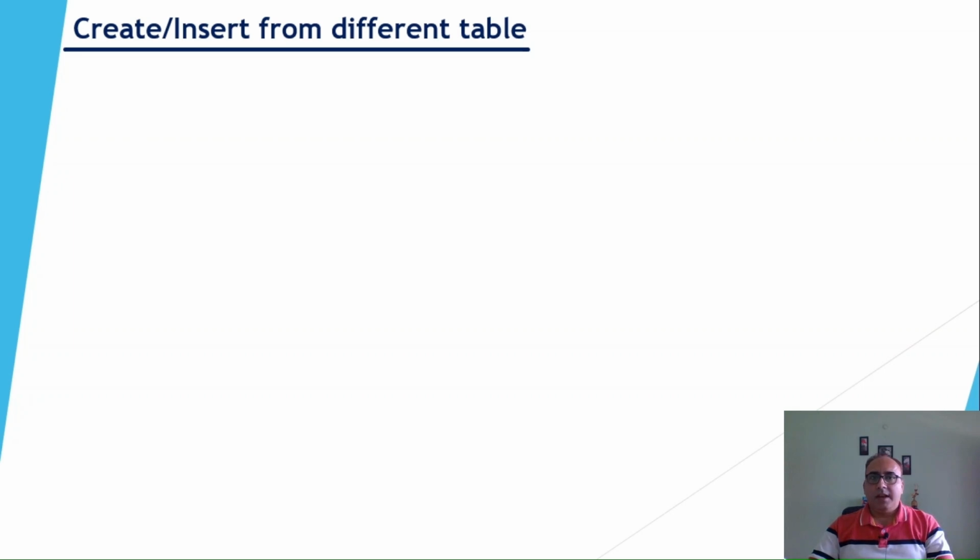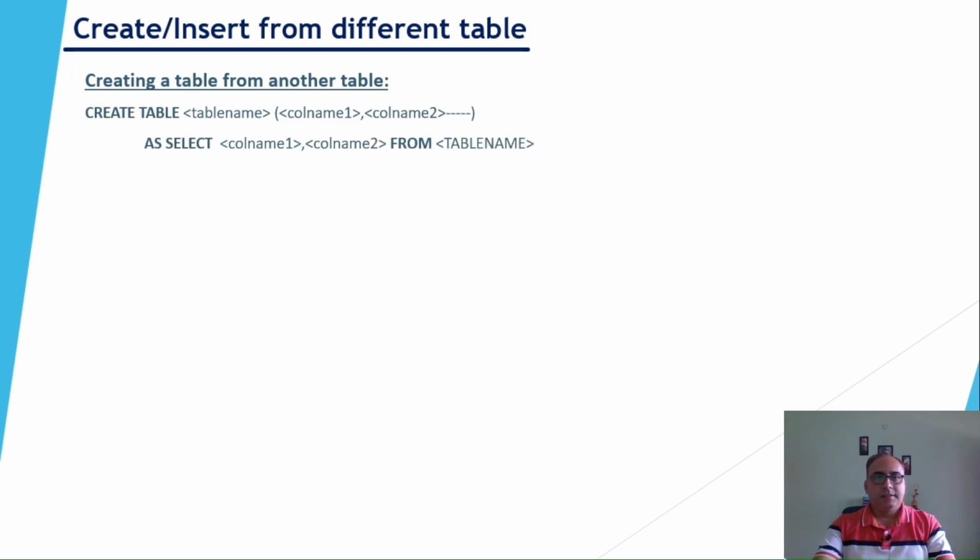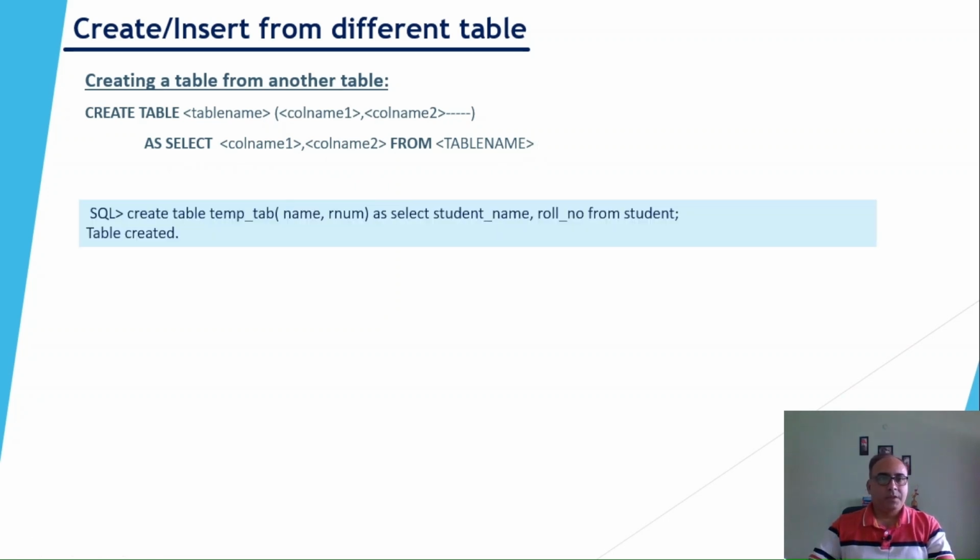Now let's see how we can create a table from another table and how we can insert records from a different table. So this is the syntax: create table, table name, then you specify column names, then as select, and then you specify your select query. Let's look at the example. Here we are creating table temp tab. It has two columns, name and roll number. And this is our select query.